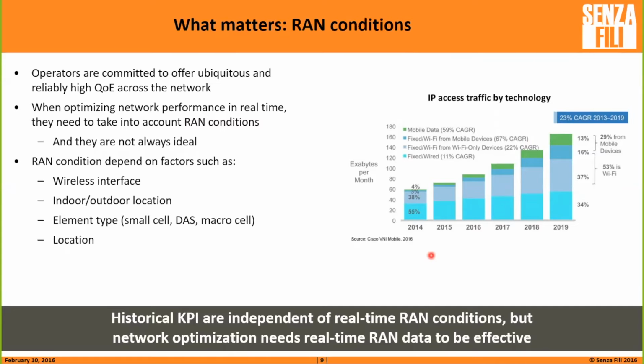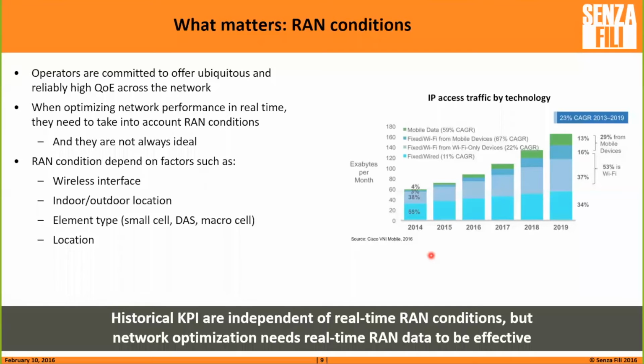RAN condition is another element that is very important. So traditionally, from a core point of view, you try to optimize core performance. But in order to do that, if you know what's happening in the RAN, what the RAN conditions are, what interface you're using, how loaded it is, are you indoors or outdoors, is it a small cell, macro cell, a DAS? All of this has a bearing on how you want to optimize the traffic from the core point of view, how you want to allocate resources. So taking that information into account in the core is quite important when you want to optimize it. And again, this is to some extent independent from the QoE, but it's all related.